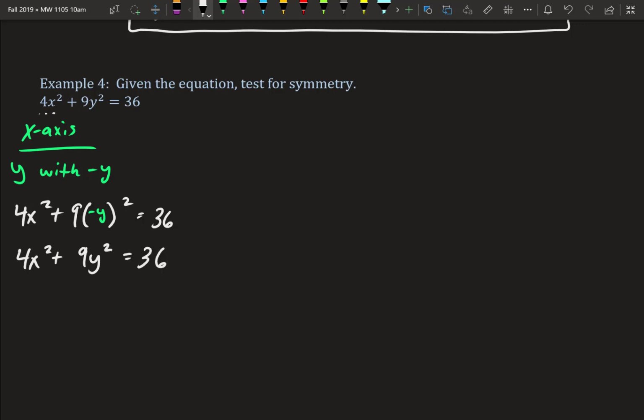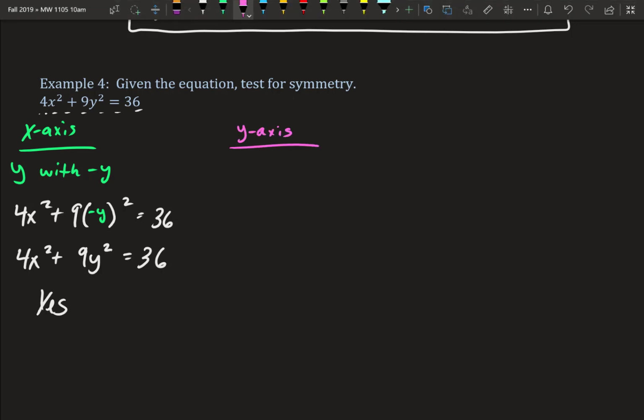Let's compare it to the given equation. Is it the same? Totally is. Since it is the same, we just put a yes or a check mark. You don't have to write anything. I just put yes so I don't forget. Alright, now let's move on to the y-axis.